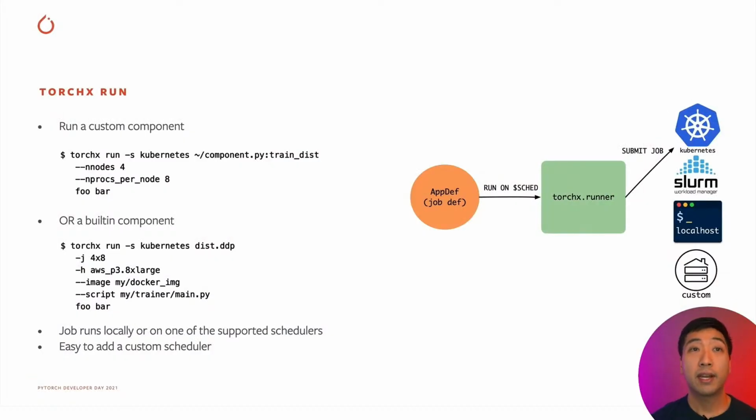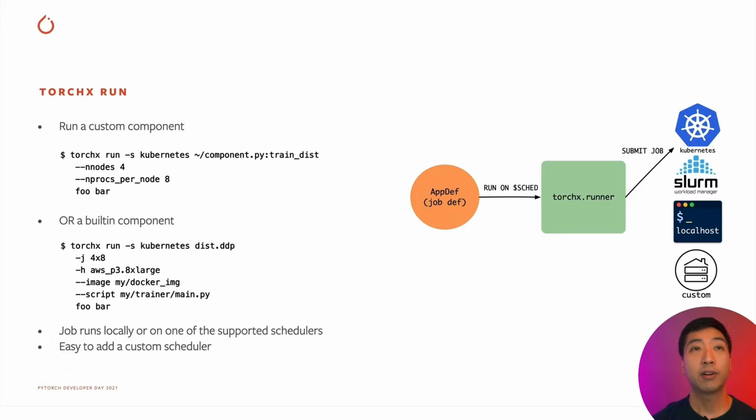In the previous slide, we saw what components looked like. Now let's take a look at how components are submitted as jobs. The TorchX runner is responsible for submitting a job given a component. And at a high level, the component is evaluated to obtain an appdef object.